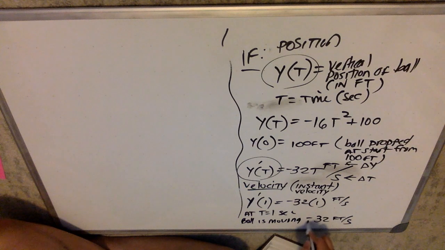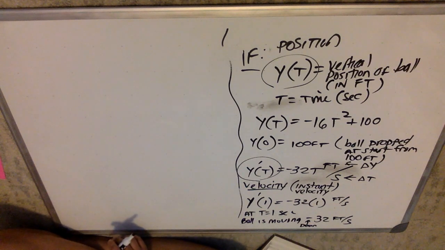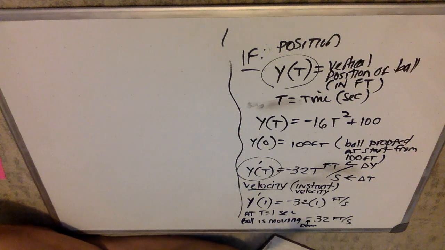And you might say, why is it negative? Well, that's because the negative is telling you it's moving down, right? The ball is dropping. So essentially this gives you your instantaneous velocity.